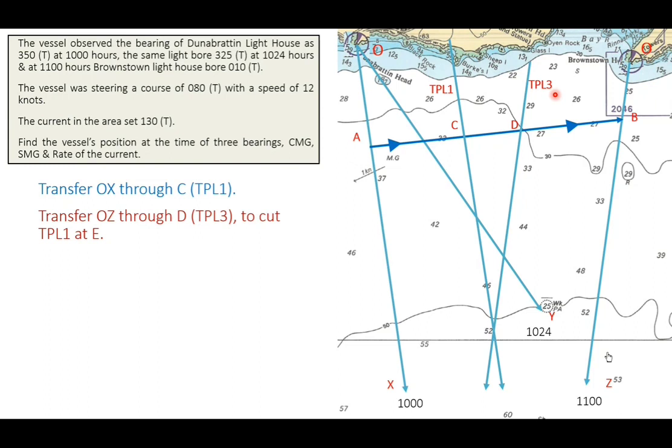Once you have these two lines plotted on the chart, you will see that these lines will intersect at a particular point. As you can see, these lines are intersecting at this particular point here on the chart. Let's name this point as E, Echo point. So we have this Echo point identified on the chart where TPL1 and TPL3 are intersecting.